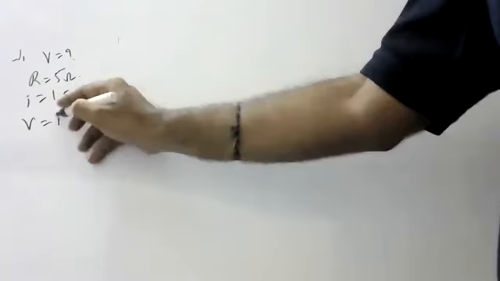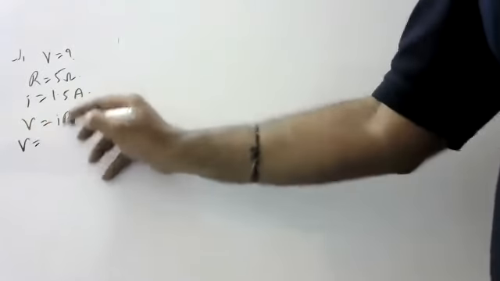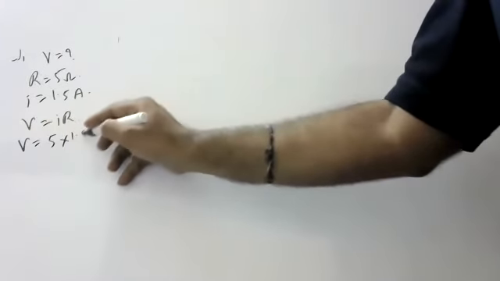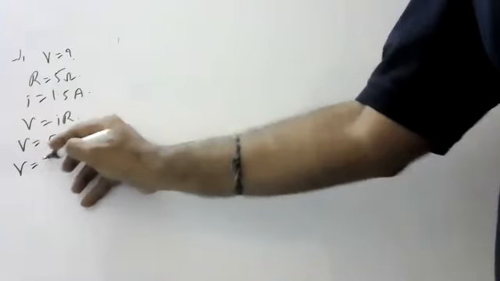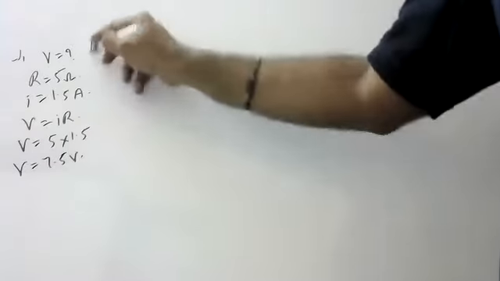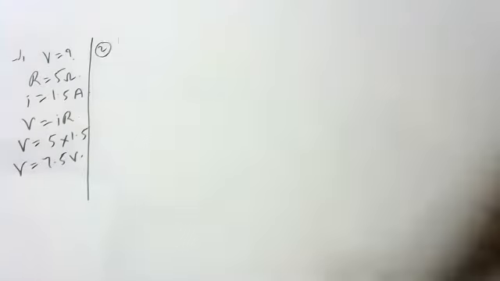Children, what is the formula for Ohm's law? V is equal to IR. V is equal to 5 into 1.5. 7.5 volts is the answer. Don't sit idle like that, you will forget everything.